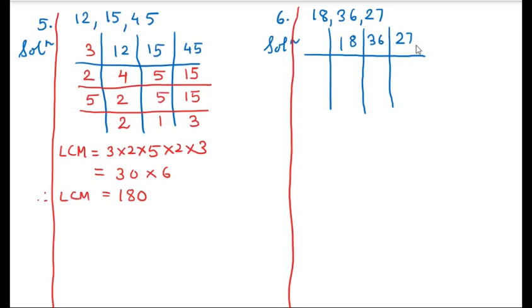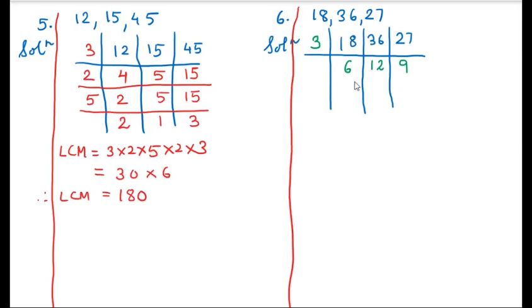3 6s are 18, 3 12s are 36 and 3 9s are 27. Yes students, did you understand? 3 6s are 18, 3 12s are 36, 3 9s are 27. Now the new numbers obtained are 6, 12 and 9. If you will see, then again all these numbers are divisible by 3. So now we can again write 3 here.